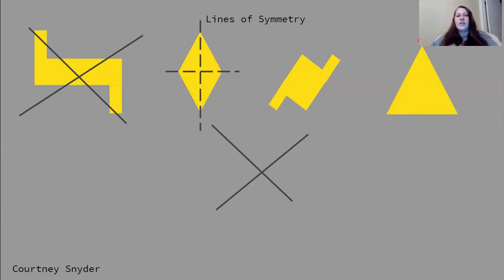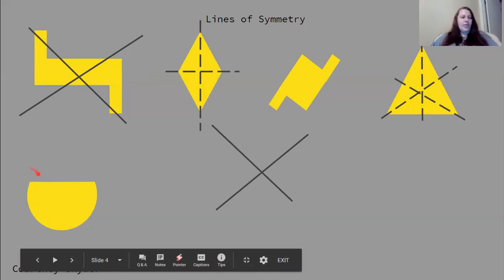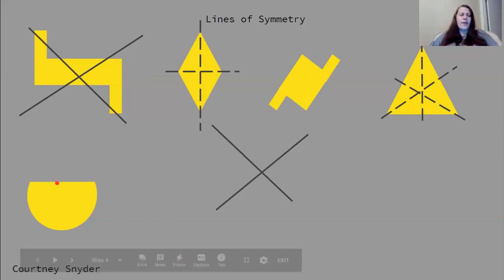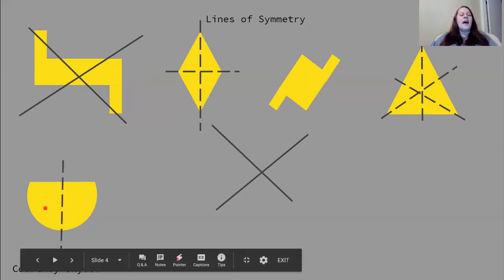So now we have a triangle. If we were to cut it down the center here, down the center here, and down the center here, they would all fold over and be exactly the same on each side. So that is a line of symmetry. Now we have this 3/4 circle, not quite a circle, not quite half a circle. If we were to cut it in half this way, when we fold it in half, it would be the same, but we could not cut it this way. So we only have one line of symmetry here.